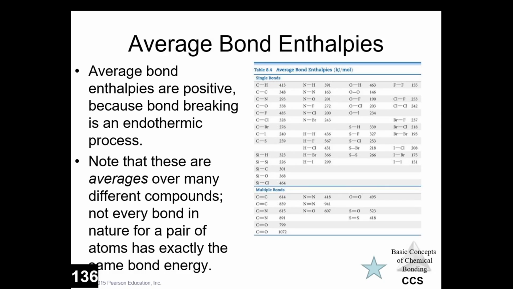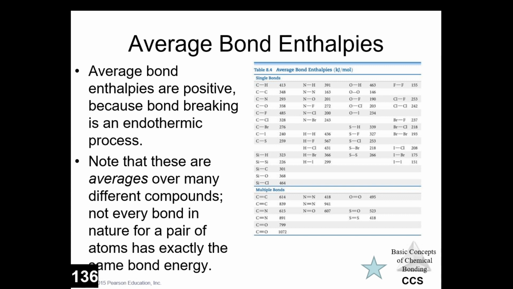Okay, so here is a chart of bond energies for a lot of different bonds. So, for example, the bond between carbon and hydrogen. To break this bond would take 413, look at the units, kilojoules per mole. All right, so these are averages.